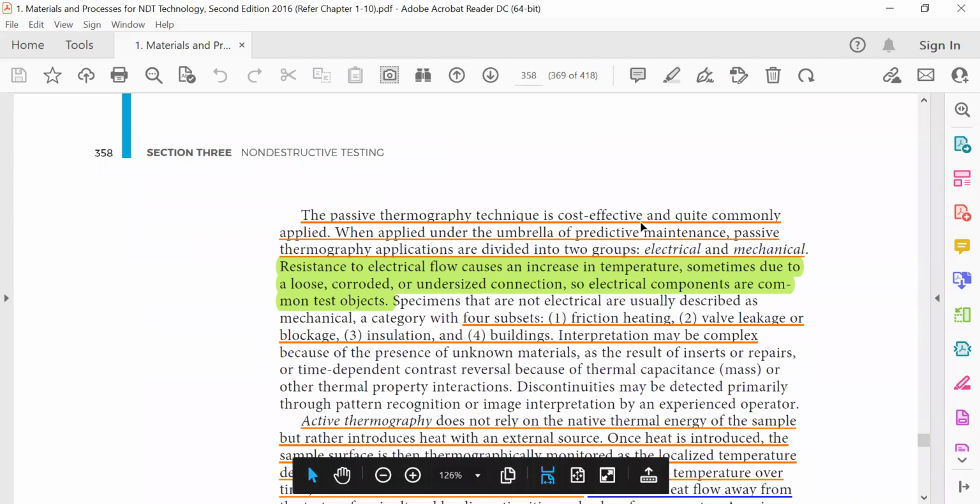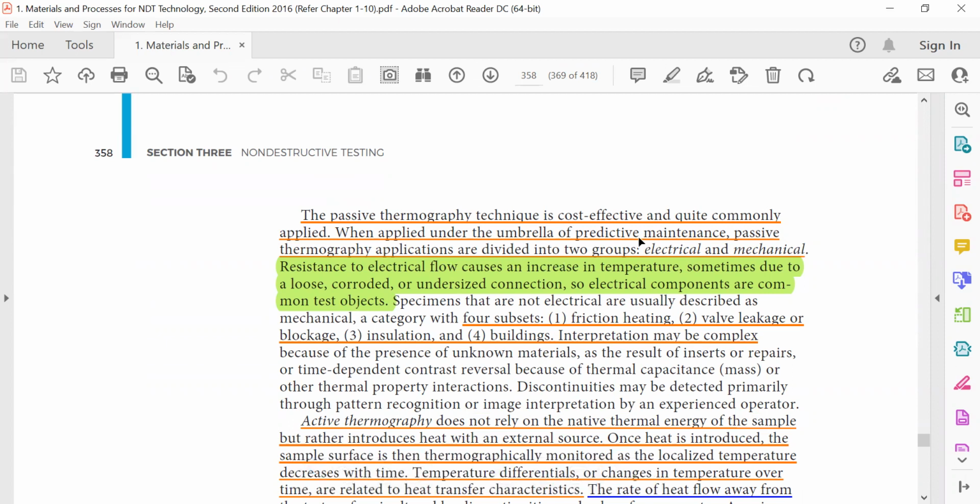The passive thermography technique is cost-effective and quite commonly applied. When applied under the umbrella of predictive maintenance, passive thermography applications are divided into two groups, electrical and mechanical. Resistance to electrical flow causes an increase in temperature, sometimes due to loose, corroded, or undersized connections, so electrical components are common test objects. Mechanical subsets: friction heating, valve leakage, blockage, insulation. Building interpretation may be complex.